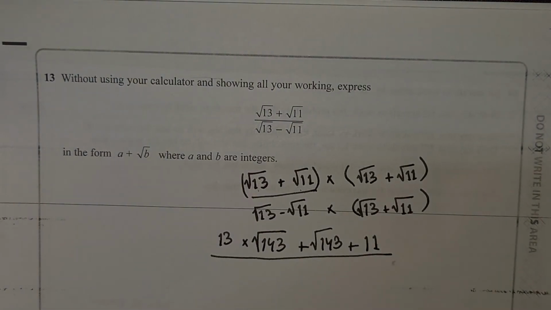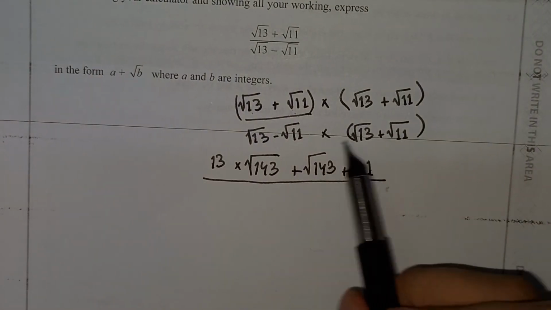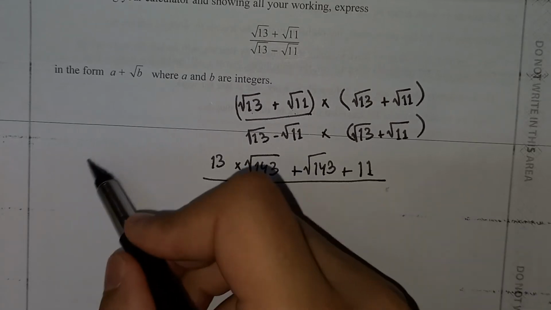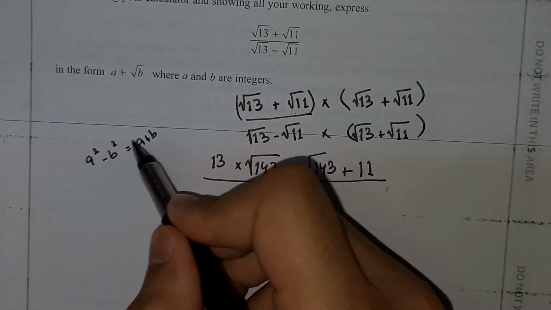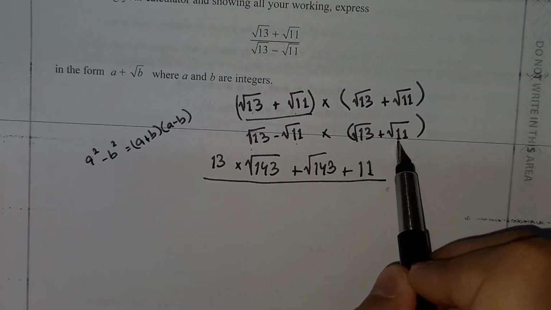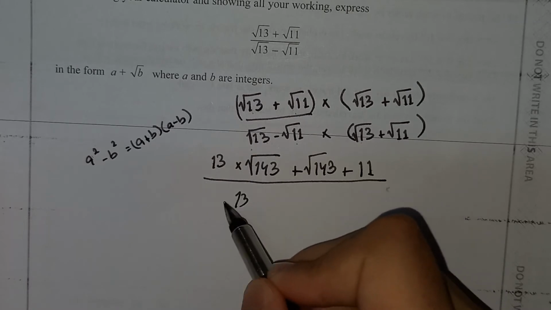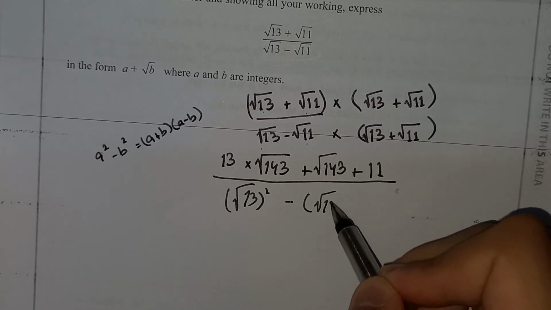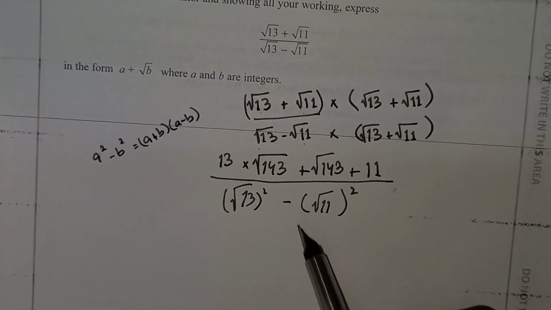Top numerator solved. Going to the denominator now. This is similar to the third identity we talked about, a square minus b square is equal to a plus b multiplied by a minus b. Here you can see an a minus b and an a plus b. So we will simply write this as under root 13 square minus under root 11 square. Make sure to write this minus outside, because you're not squaring the minus.